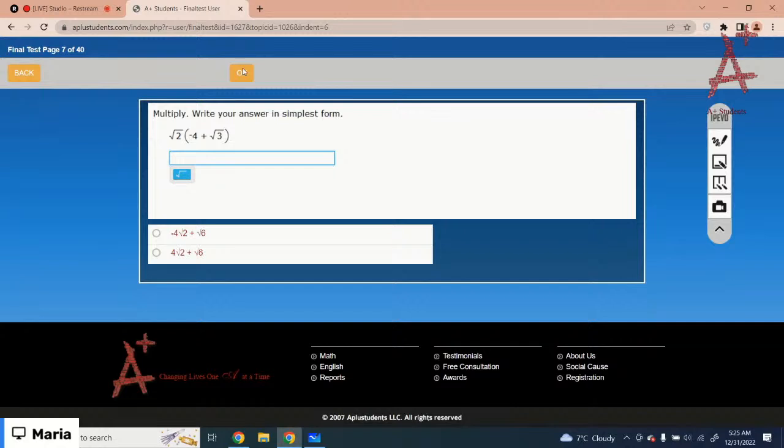Okay, then you have multiply. Write your answer in simplest form. Square root 2 times negative 4 plus square root 3.